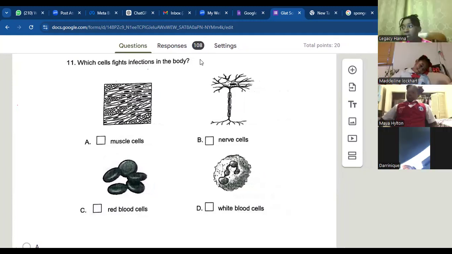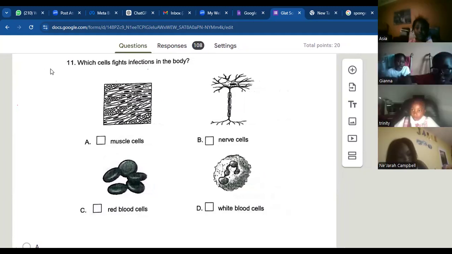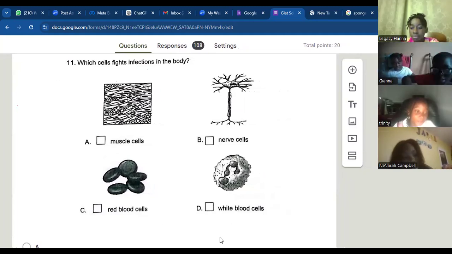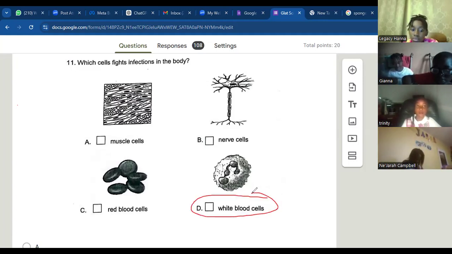All right. Moving right along. Which y'all have for this one? White blood cells. Very good. So white blood cells help to fight infection. That's what white blood cells do. D.